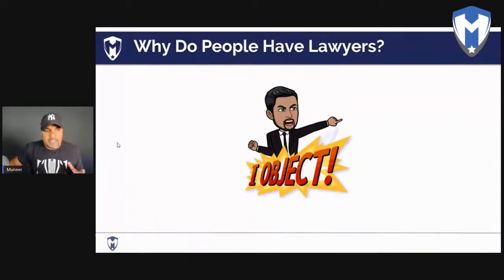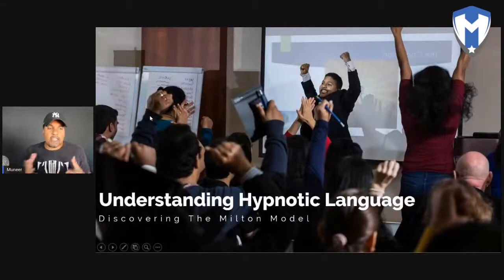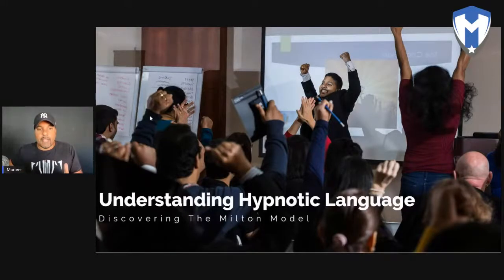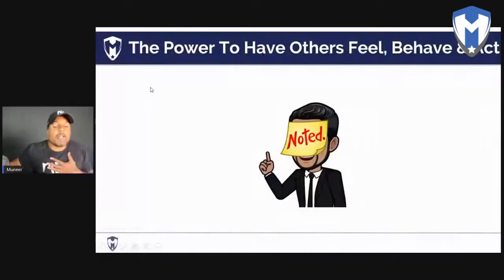And that's just a little bit of a metaphor of where we're going today. So today, as I said, I'm going to be talking about understanding hypnotic language, and I'm going to be talking through something called the Milton Model. It's an NLP thing. But ultimately, we're talking about how to use hypnotic language, and understanding the origins of hypnotic language.